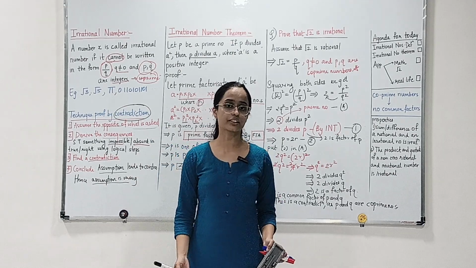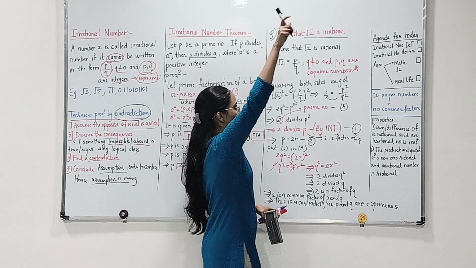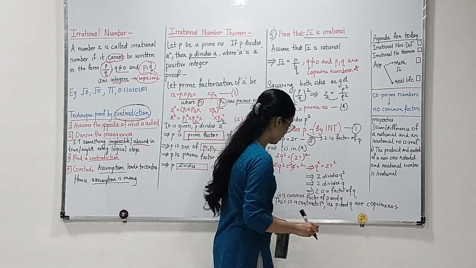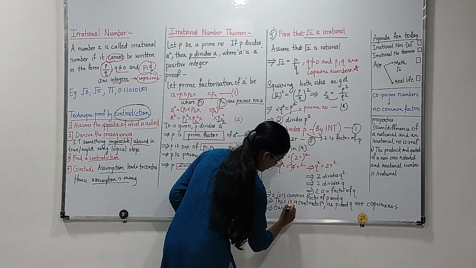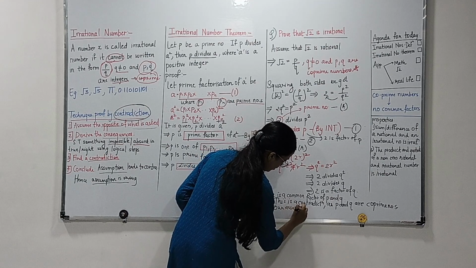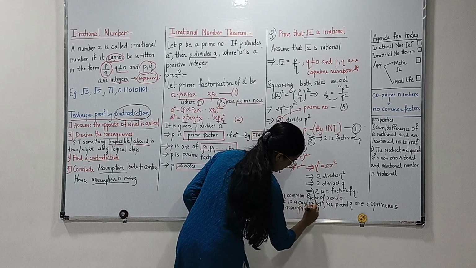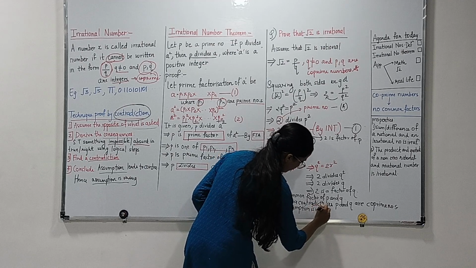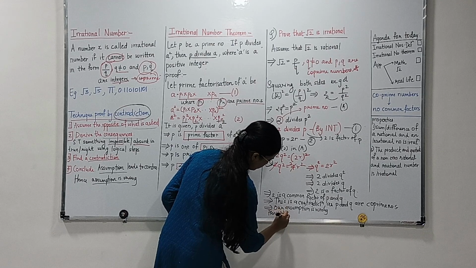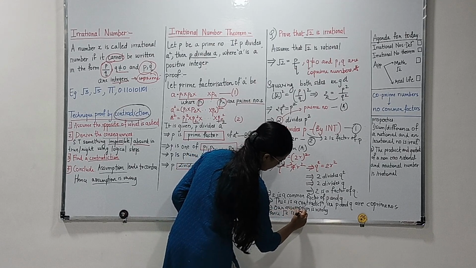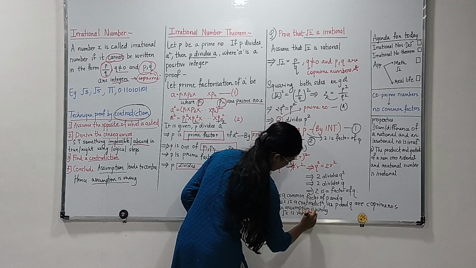Why did we get this? Because we have assumed something that is wrong. Hence, this implies our assumption is wrong. Hence, root 2 is an irrational number.